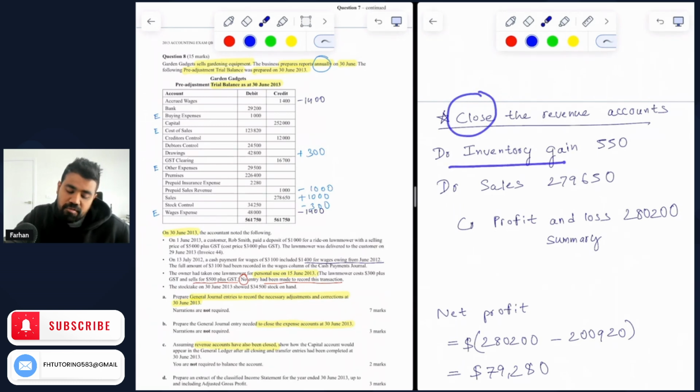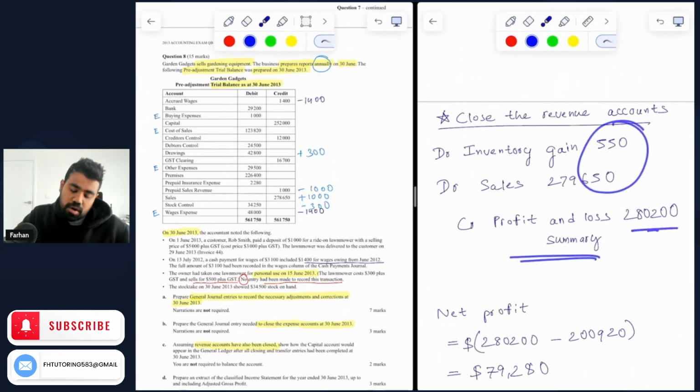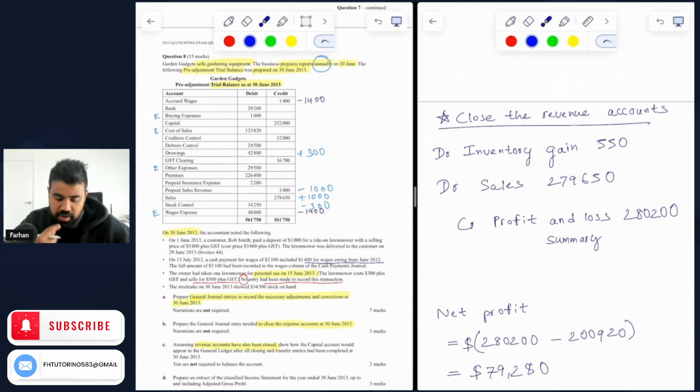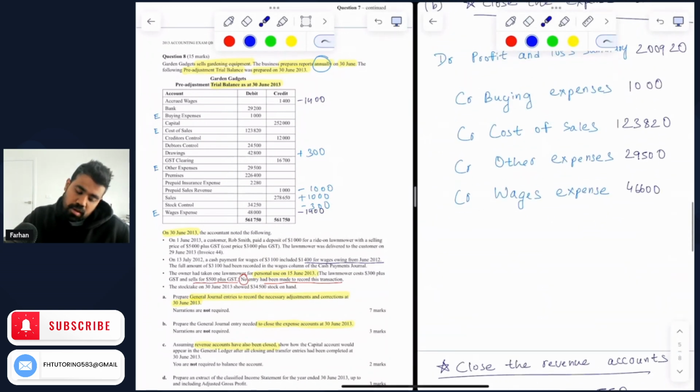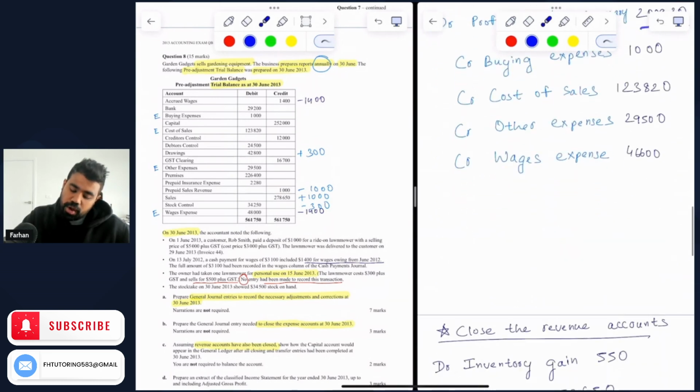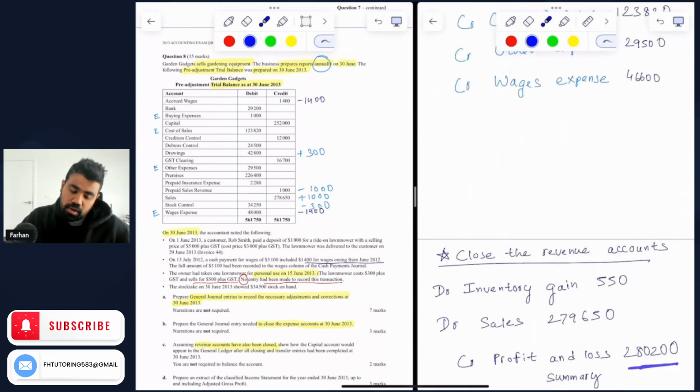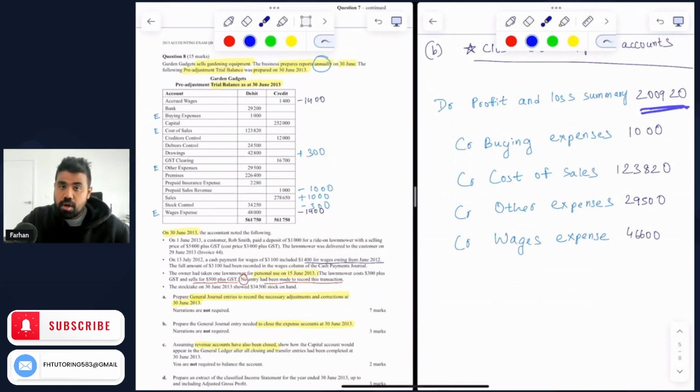So debit inventory gain 550, debit sales 279,650. 279,650 was after the adjustment, the original value being 278,650 plus an additional 1,000. And credit profit and loss summary with the total of everything on the debit side, which is 280,200. If you just have a look, you can easily see that the total revenues were definitely higher than total expenses. Total revenues were $280,200 and total expenses were $200,920.